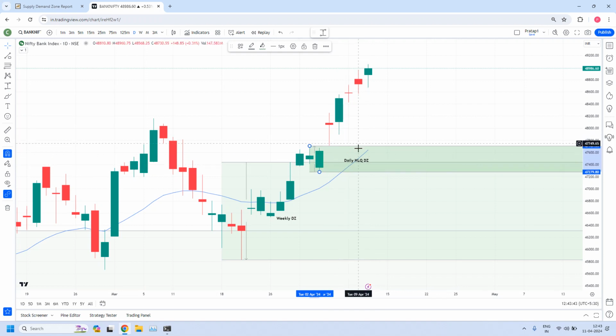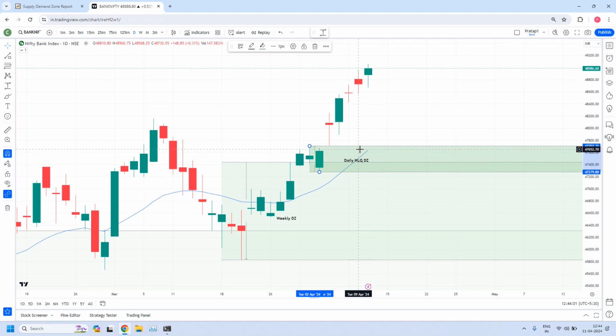There is no rule that you have to take your entry at a fresh fine-tuned 5 minute zone. There is no rule. You can take it somewhere else, maybe inside you can have a 75 minute zone. There you can take an entry. Or inside a 15 minute zone, there you can take an entry. That is all depending on your risk management.